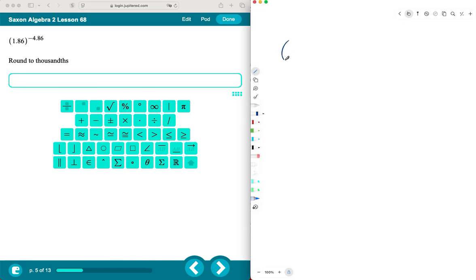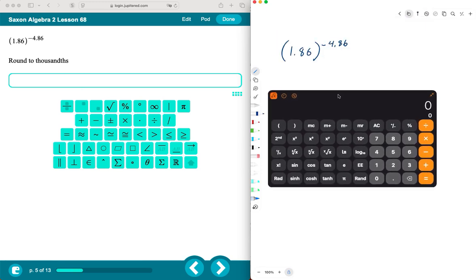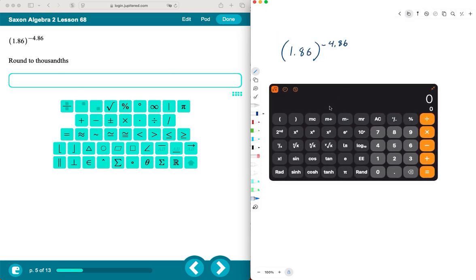All right, this one we're going to round to thousands. So on the calculator, this is what we're going to do. We cannot do this negative number without a calculator. And we can without a calculator, but it would take all stinking day. Just saying. So we're going to put it in the calculator. 1.86, we're going to hit our XY key, and then we're going to put in our exponent of negative 4.86 and hit enter. That's going to be our answer.